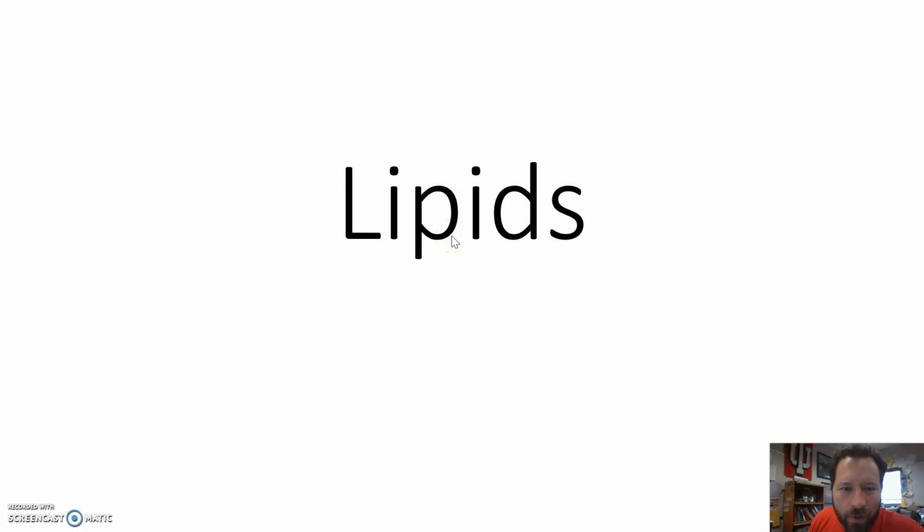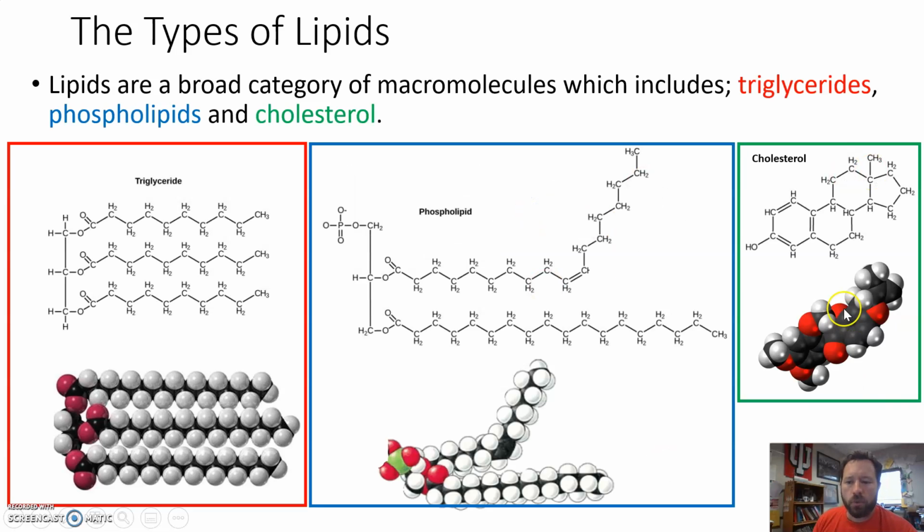Here we go, continuing our tour of the macromolecules. This is the fourth and final class of macromolecules, lipids. So lipids come in basically three varieties. We have triglycerides, tri meaning three, and you can probably see here why tri is involved in the name. Phospholipids here in the middle, and a large family called cholesterol. Here's one example of a cholesterol.